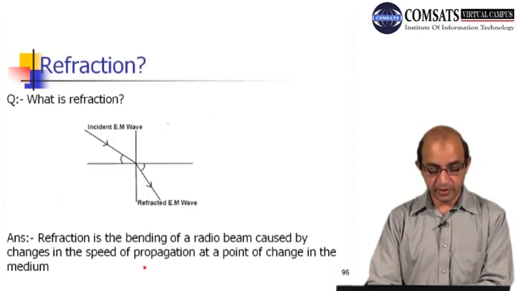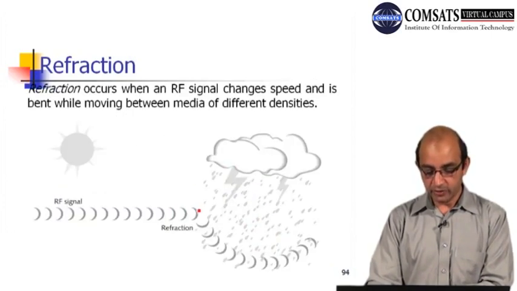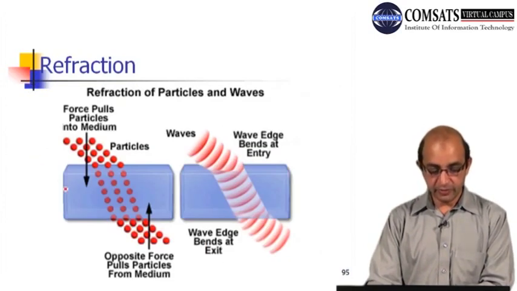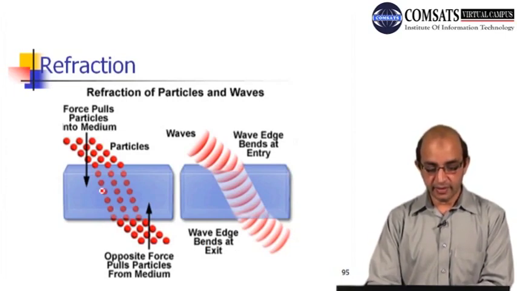And refraction is the bending of a radio beam caused by changes in the speed of propagation at a point of change in the medium. So you can see here there is a point of change in medium, and you can see the bending of the RF wave. Again here, different media, different densities, and you can see the refraction.